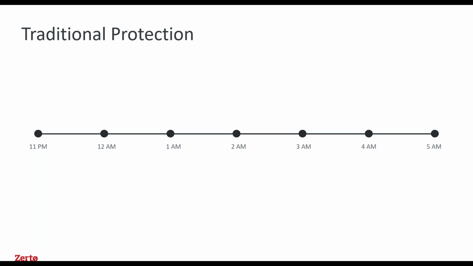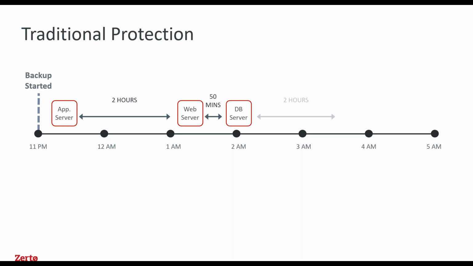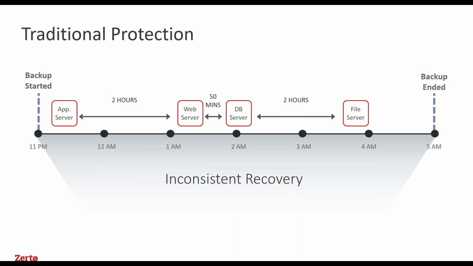So from 11 p.m. till 5 a.m. in this case. So we have our backup window starting, we have our app server, web server, DB server, file server. And that all makes one application that serves out to our customers or our users. And we're treating those as individual VMs, whereas realistically they all rely on each other. So each VM actually isn't really useful on its own. The ecosystem and the application requires each one of those components to be up.